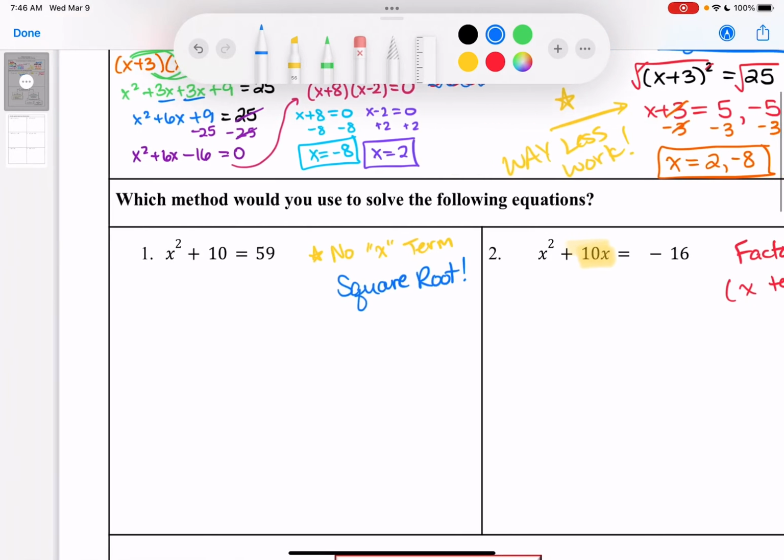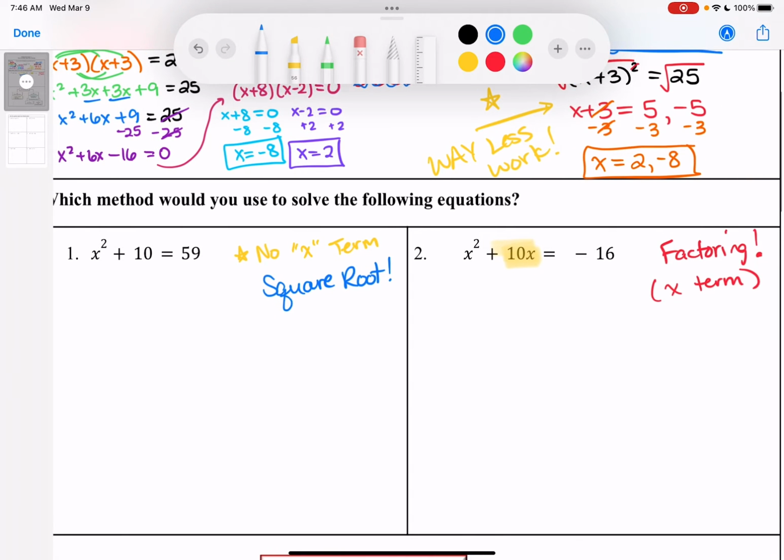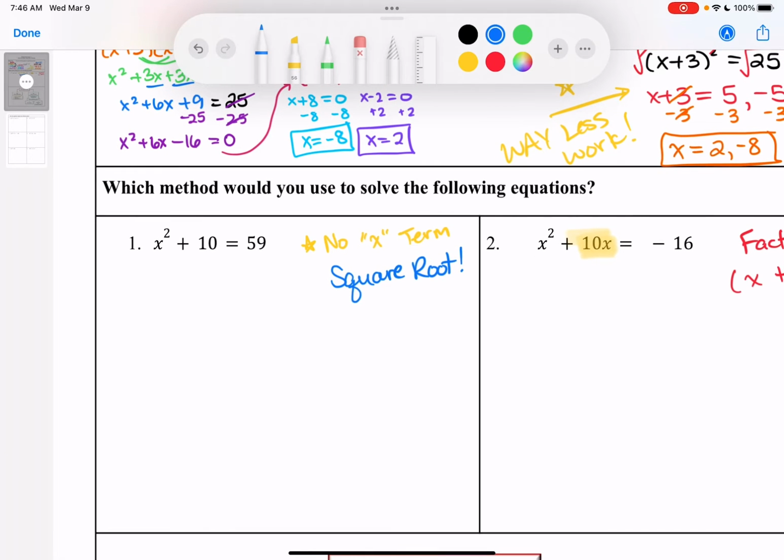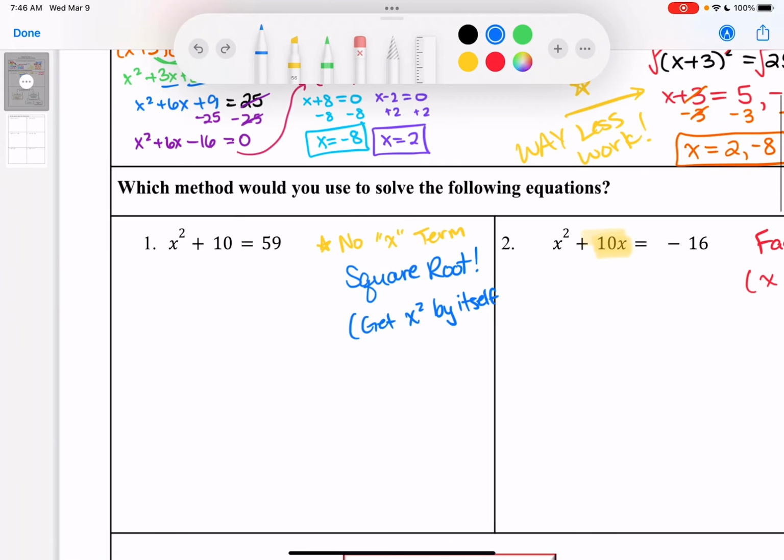All right, now we could practice this and make sure that we can solve it, but the big idea is knowing which method to use when. So if I'm going to use square roots, remember the next step is that I need to get the x squared by itself. And don't forget your plus or minus. So the process for using a square root, once you figure out that you can, if there's no x term, is to get the x squared by itself. So I want to move that 10 to the other side.